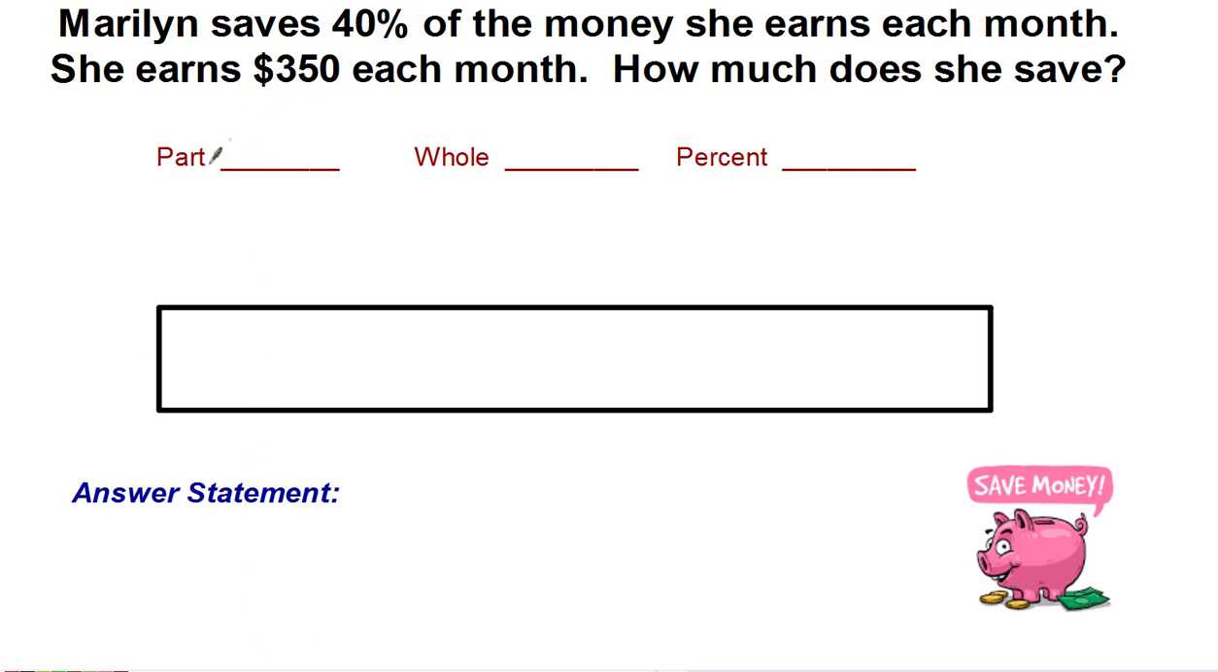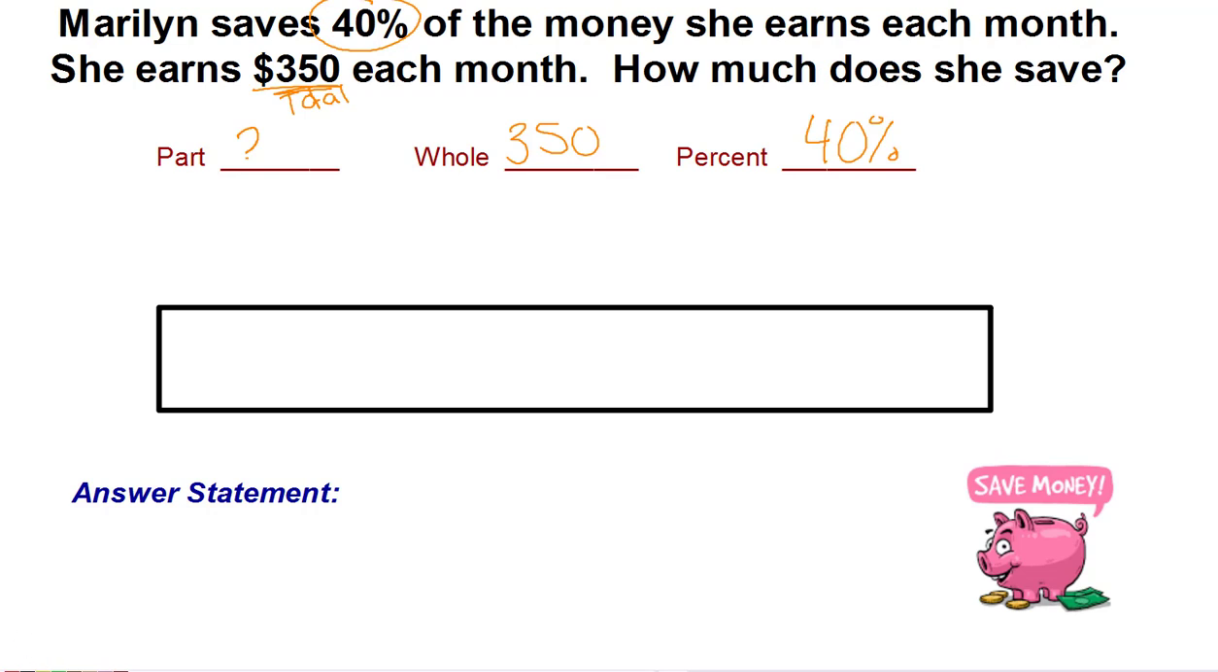Okay, the first thing that we're going to do is write the part, the whole, and the percent. So clearly I can see that 40% is what we're looking for. She earns $350 each month, so this is my total. Because this is my total, it's going to be under my whole. And I'm looking for the part, which is how much does she save each month.